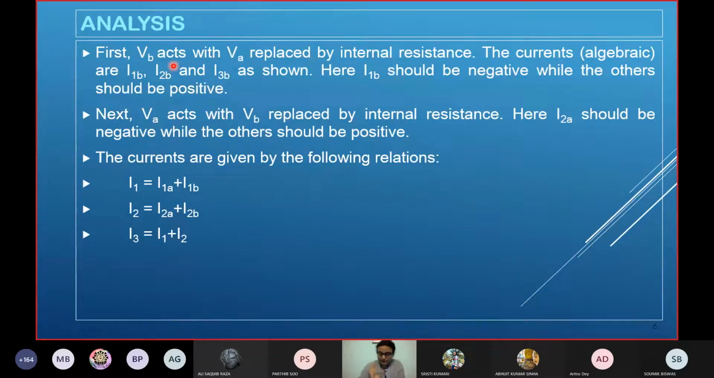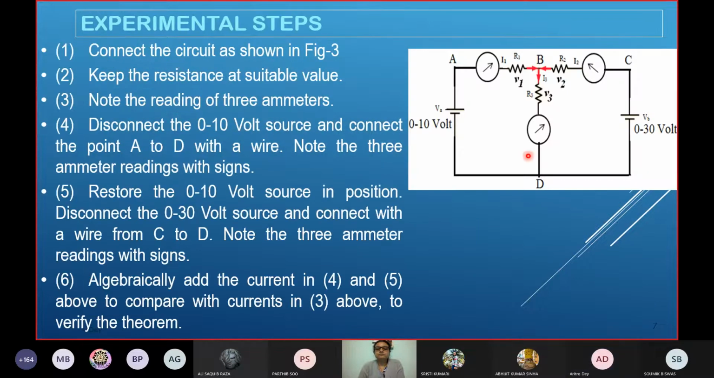and we will check whether they are the same as the currents when both the sources are applied simultaneously. Auditya sir, do you want to add something over here? No, madam, it is okay. So look at here. Yes, Auditya sir. No, it is okay, madam. You can continue. Okay, thank you.